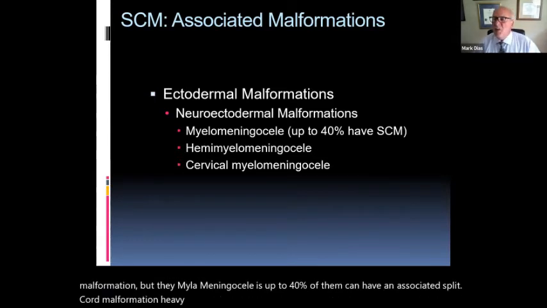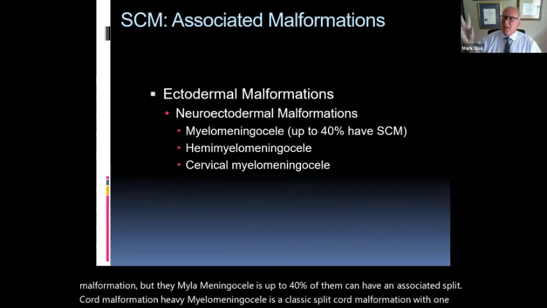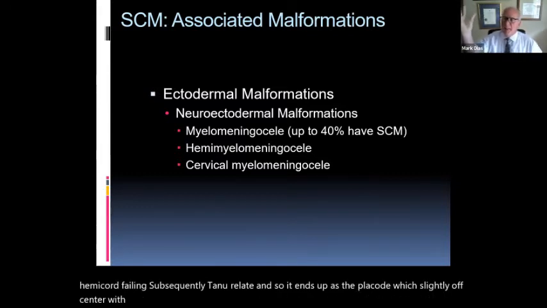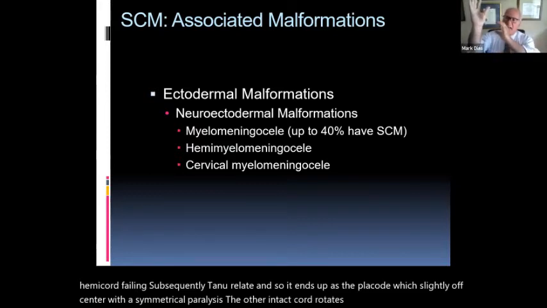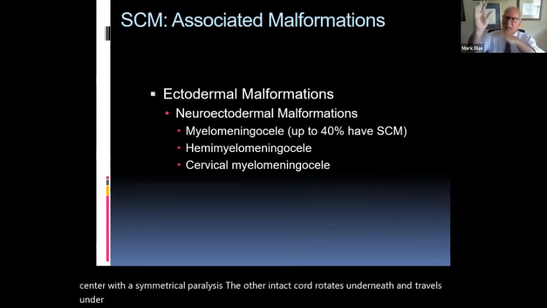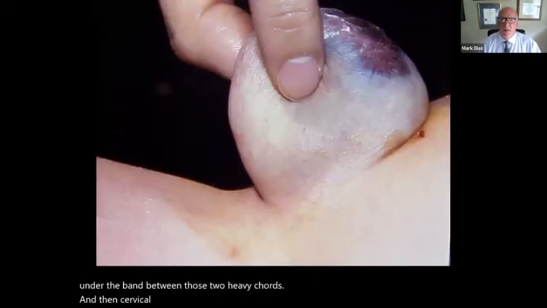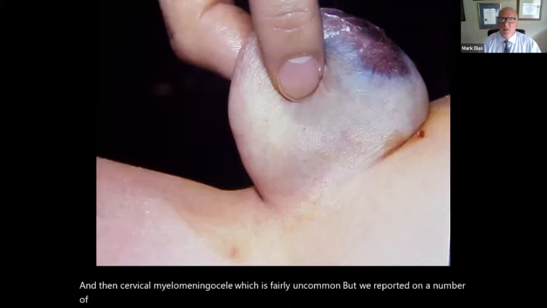Hemimyelomeningocele is a classic split cord malformation with one hemicord failing subsequently to neurulate. And so it ends up as the placode, which is slightly off center with asymmetrical paralysis. The other intact cord rotates underneath and travels under the band between those two hemicords. And then cervical myelomeningocele, which is fairly uncommon, but we reported on a number of these many years ago. This is what they look like.